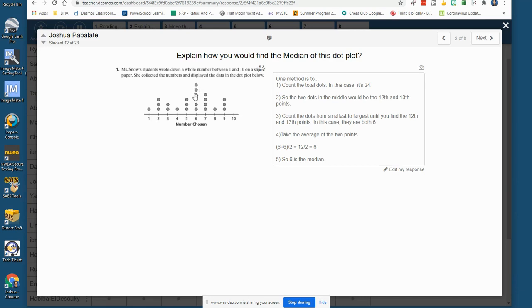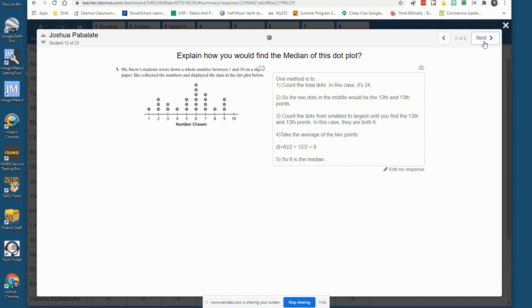Now, since there's 2, I have to take the average. However, since there's both 6, I know the average is going to be 6, but let's just go through and do the process anyways, just for clarity's sake. If I take 6 plus 6, add those together, I get 12, and then I divide that by 2, I get 6. So the median is 6.